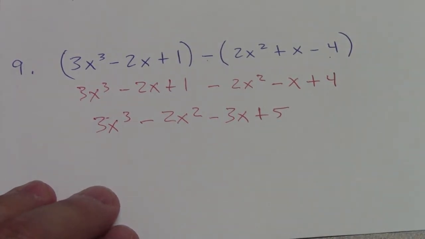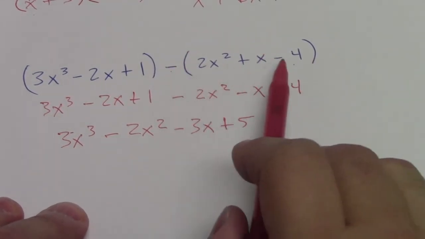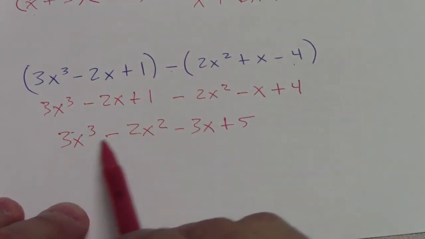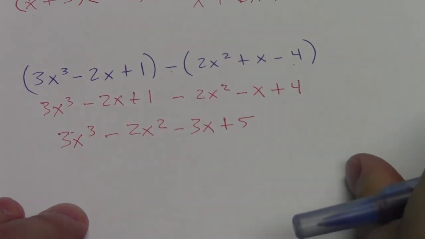And that's all you have to do for that. Just make sure you distribute that negative. If you don't distribute that negative, you're going to end up with the wrong answer over here. That's pretty much it.